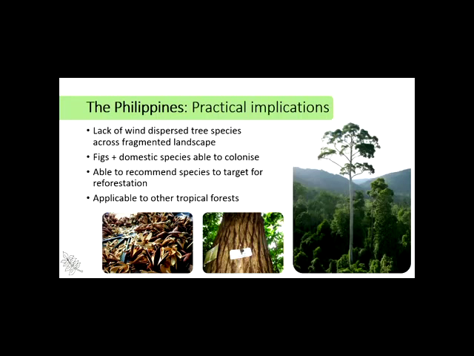So here are some practical implications of the Philippines work. Firstly, there was a lack of wind-dispersed tree species across the fragmented landscape, and we were able to pick that up using functional diversity. We were also able to pick up that figs were recruiting across the landscape, and it was interesting to note the domestic species that were being dispersed by humans. We were able to recommend species to target, so there were direct practical applications that we could recommend for people undertaking reforestation in this region.